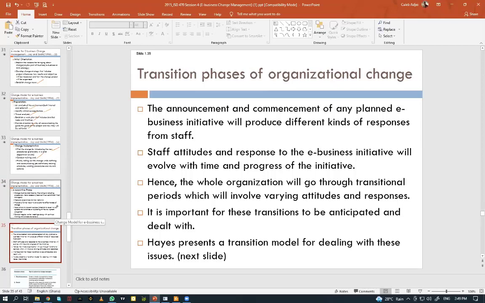Then the transition phase. At the transition phase, the announcement and commencement of any planned e-commerce initiative will produce different kinds of responses from staff.